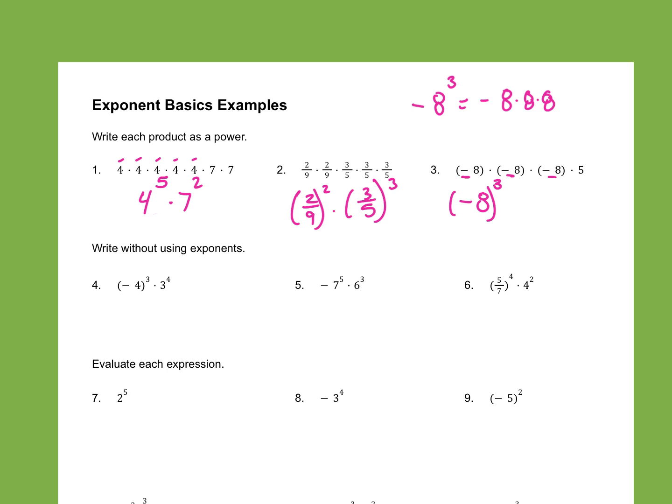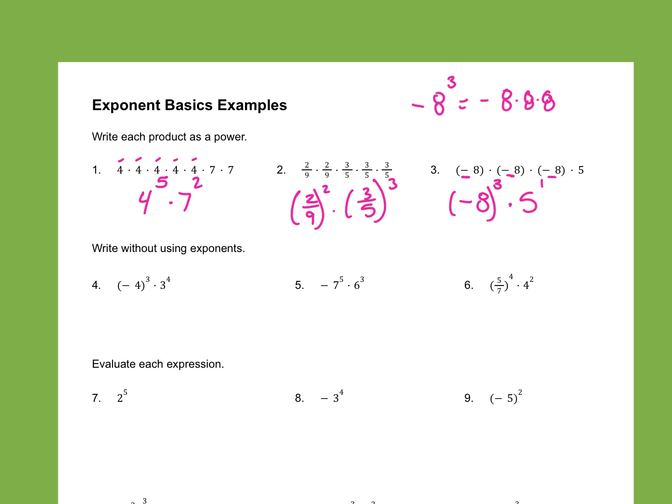And then on number 3, we also have that times 5 at the end. Now, there's just one single 5, so we don't have to have an exponent, but every number does have an exponent. So if it's just 5, then it's really 5 to the 1st power. You can choose to write the 1 or not write the 1, it's up to you.